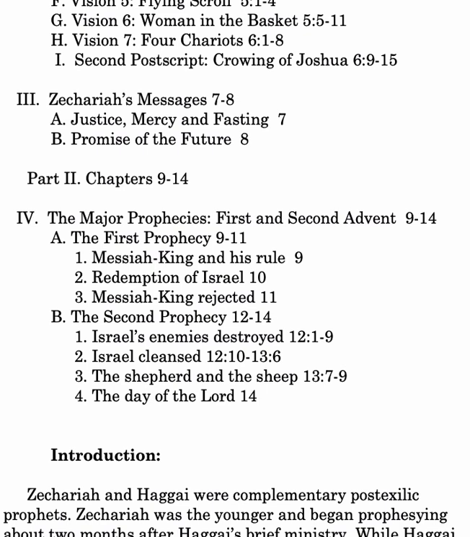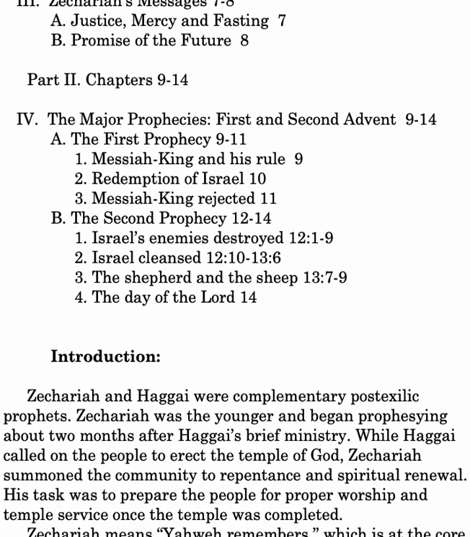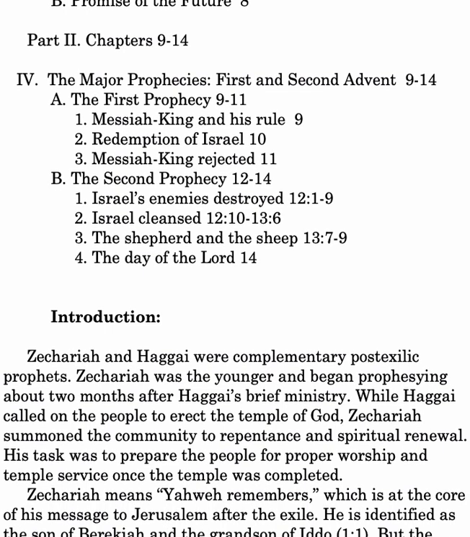That brings us to part 2, chapters 9-14, basically the second half of the book. The major prophecies, the first and second advent. So we see both of those in the second half of the book. The first prophecy: under that we see the Messiah King and his rule, the redemption of Israel, Messiah King rejected. B, the second prophecy: Israel's enemies destroyed, Israel cleansed, the shepherd and the sheep, and then the day of the Lord.